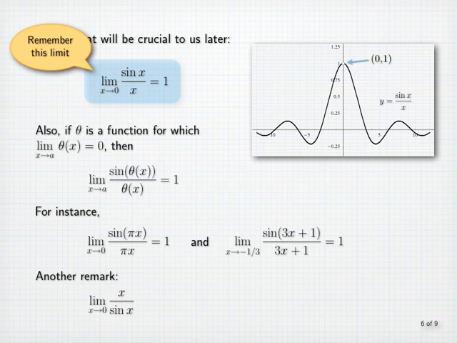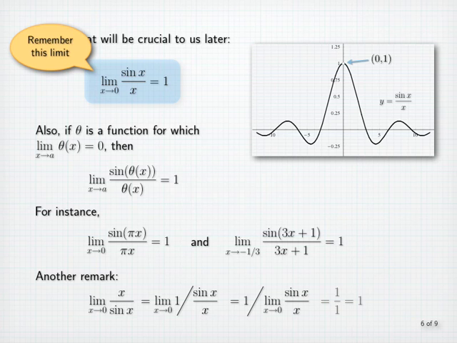Another remark. Let's look at the limit as x approaches 0 of the reciprocal, x over sine x. This limit will be the same as the limit as x approaches 0 of 1 over sine x over x, which will be the same as 1 over the limit of sine x over x. And since that limit is 1, this is 1 over 1, which is going to equal 1. So not only does the limit as x approaches 0 of sine x over x equal 1, the limit as x approaches 0 of x over sine x is also 1.